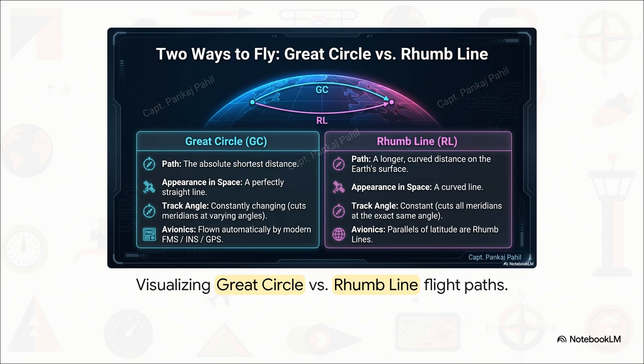And why does it do that? Exactly, because of that swinging pendulum effect we talked about earlier. A straight line drawn in space is going to hit those non-parallel meridians at slightly different angles every time.